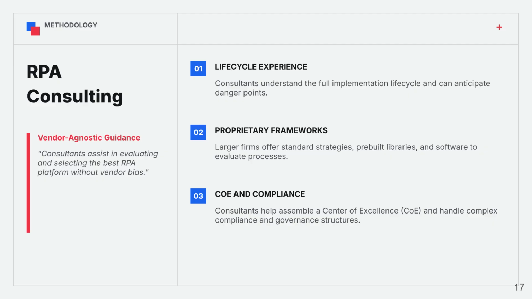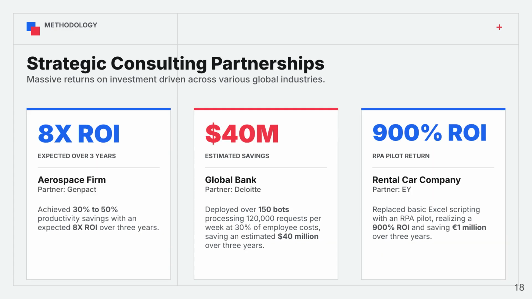By combining technical expertise, strategic planning, and governance support, consultants help organizations implement RPA in a structured, scalable, and sustainable manner, increasing the likelihood of long-term automation success. The value of RPA becomes much clearer when we examine real-world implementations. Across different industries, organizations have partnered with consulting firms to achieve significant improvements in productivity, efficiency, and financial performance through well-planned automation initiatives. One example comes from the aerospace industry, where a company partnered with Genpact to automate business processes.